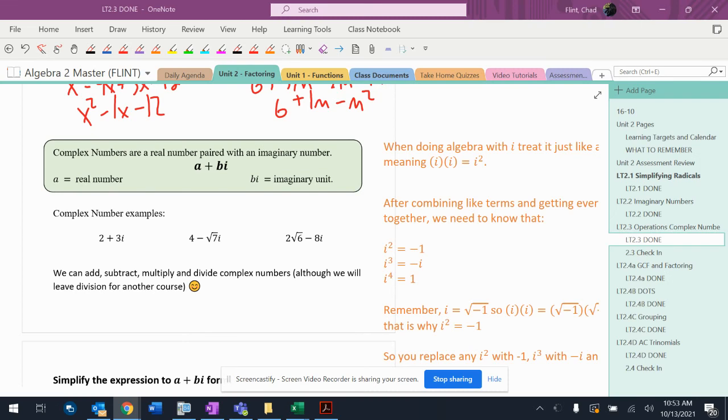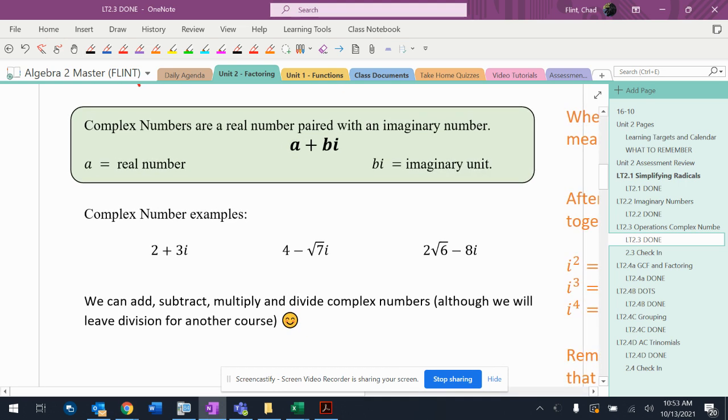So I added on some notes here off to the side that we're going to go through because we're going to need these to be able to do this. So first of all, complex numbers are numbers that have part of it that's real, part of it that's imaginary, and you cannot combine the two because they're not like terms. One has an i, one doesn't. So the overall rule is while you're doing these, treat the i just like an x.